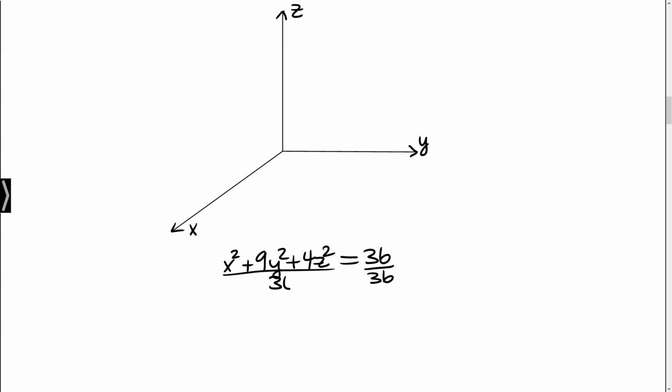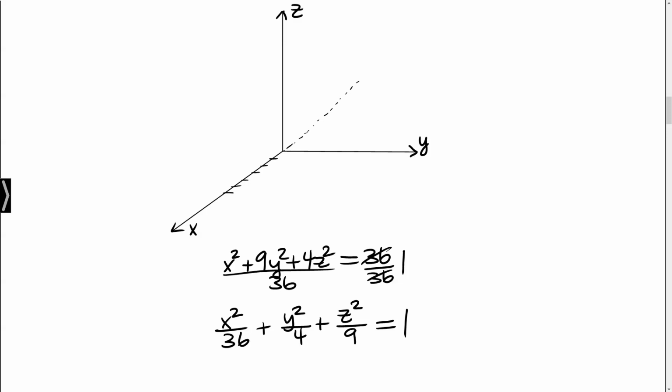Everything through here by 36. So we get 1 on the right, and we see that it's really x squared over 36 plus y squared over 4 plus z squared over 9 is equal to 1. Okay, so this tells us our x-intercepts. Since 36 is 6 squared, our x-intercepts are going to be plus or minus 6, going off in this direction.